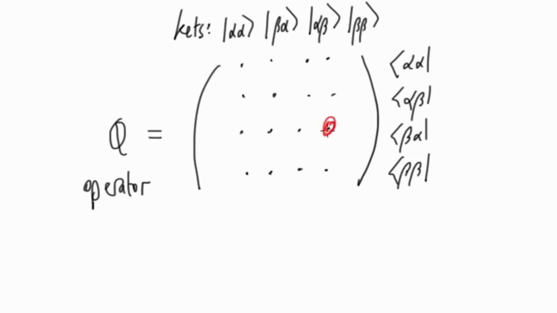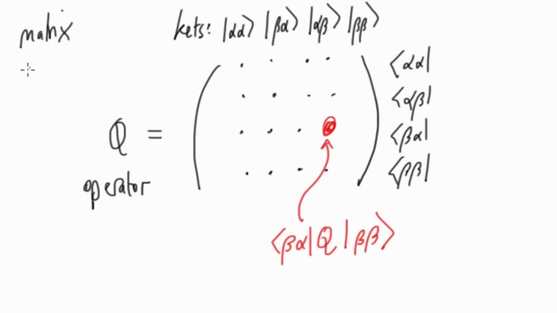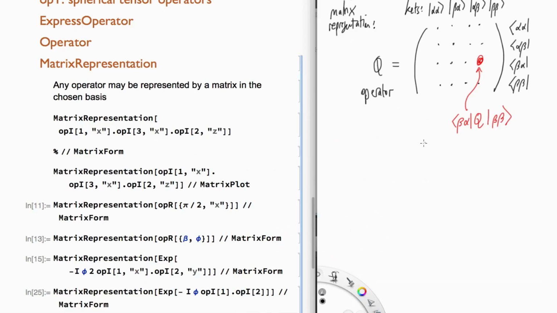And each element of a matrix, so let's say this one here, corresponds to a particular bracket of an operator between the corresponding bra and the corresponding ket, which would be this in this case. And then one fills the matrix with all of these different brackets. That's called a matrix representation of an operator. And SpinDynamica calculates these matrix representations.